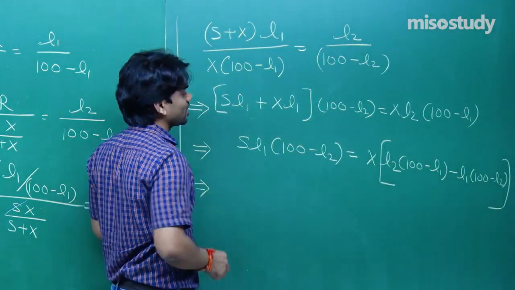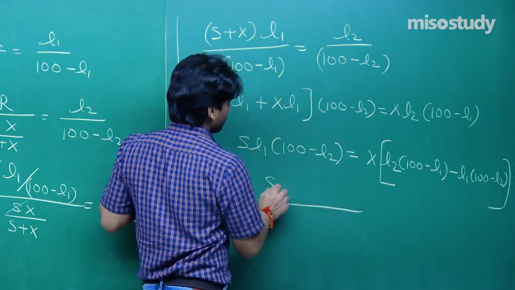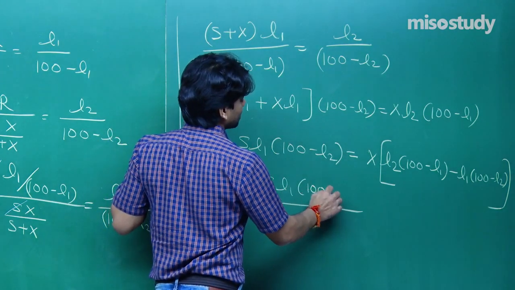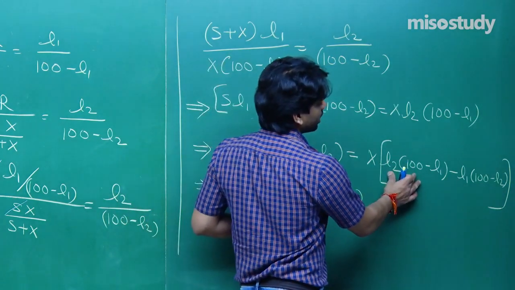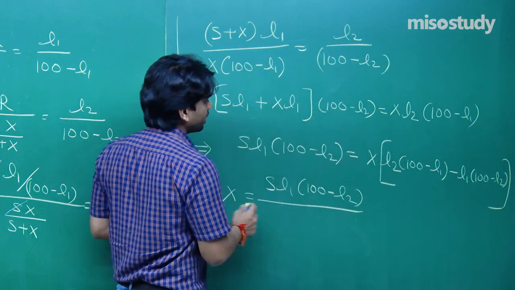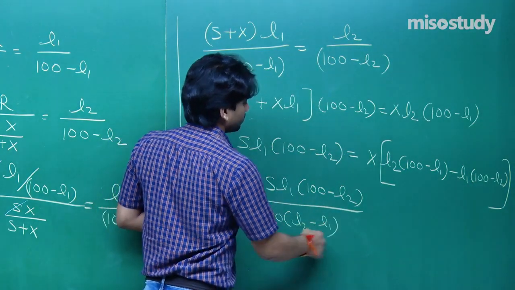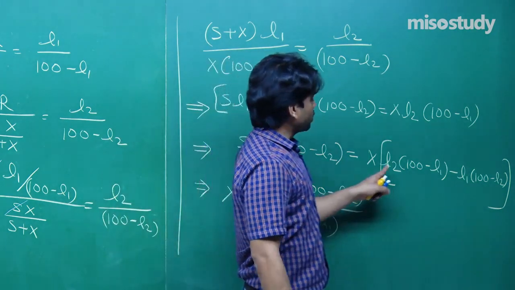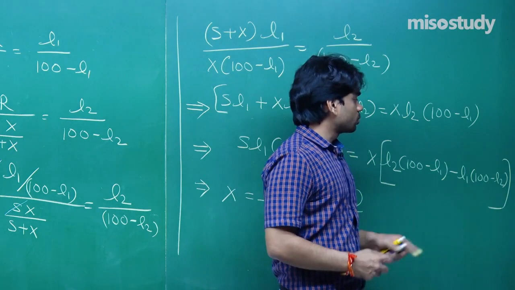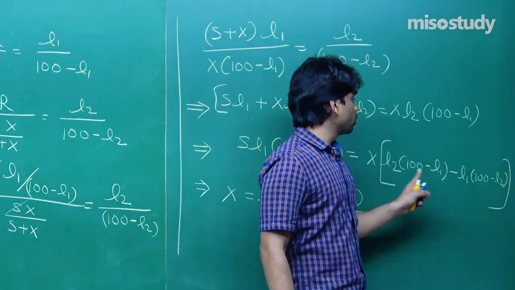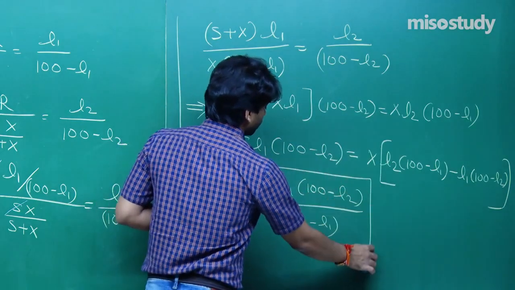Now if I make x the subject, I'll be getting x is equal to s L1 (100 minus L2) divided by this rest term. Now see, it's L2 into 100 minus L1 into 100, so 100 L2 minus L1. This thing we can write, and here you see minus L1 L2, and here I am having minus L1 L2. So minus into minus gives plus L1 L2, and here minus L1 L2, that will be cancelled out. So this is the final term that we are going to have.